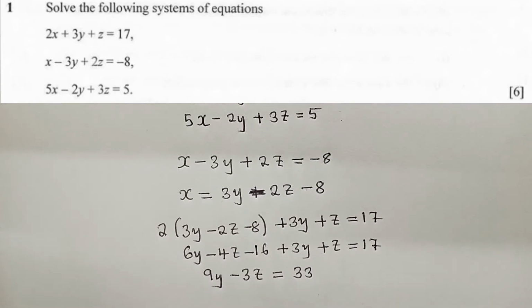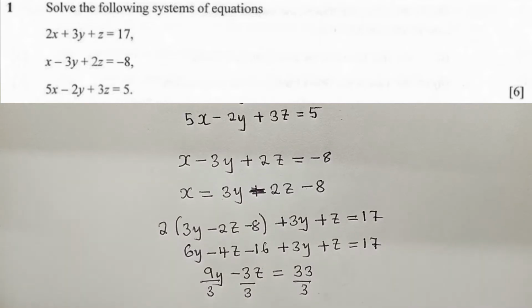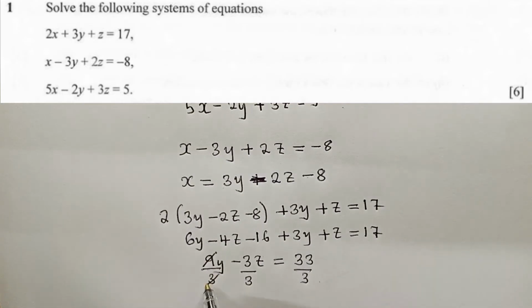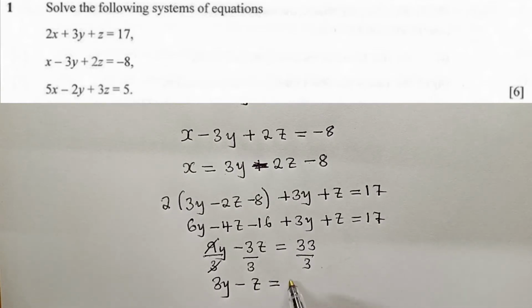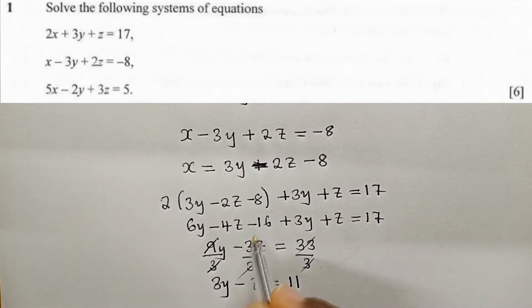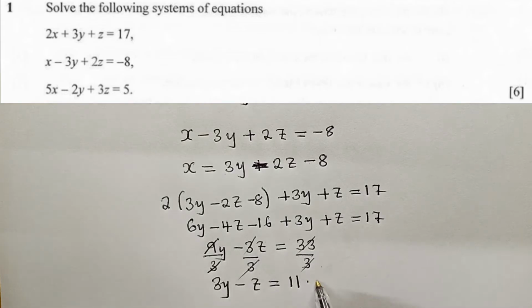So now the next thing here will be to reduce the numbers, because here 3 can go into 9, 3 can go into negative 3 and into 33. So we divide throughout by 3. So here and here we shall get 3y, okay, minus z is equal to 11. Because this into this, it will be 11. This into this, it will be this. So we shall call this our equation 1.